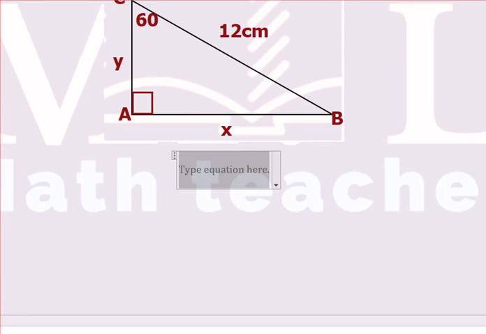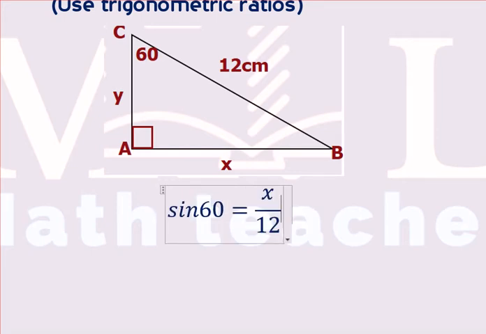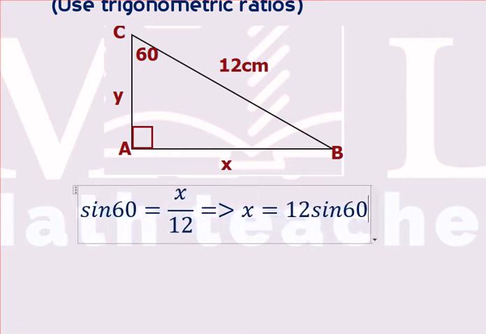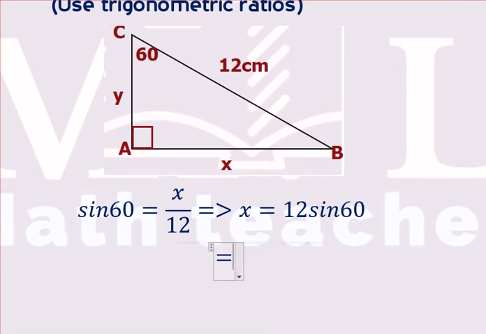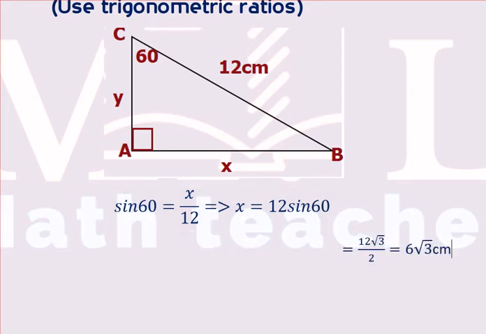So here I can say simply that sine 60 is equal to the opposite, which is X, divided by the hypotenuse, which is CB, equal to 12 centimeters. And then this implies that X is equal to 12 sine 60. You can use your calculator here, it's radical 3 over 2, which gives 6 radical 3, which means that the measure of X, or the measure of side AB, is 6 radical 3 centimeters.